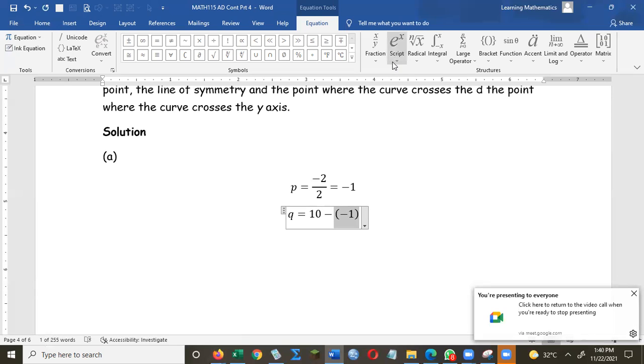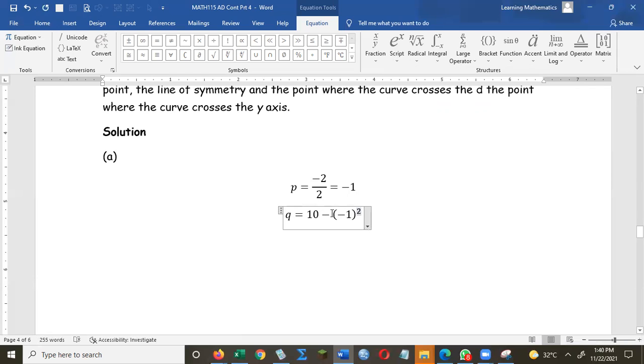Don't make those negative signs confuse you. That's why you have to use brackets. P is minus 1. To find q, there's a minus sign already, minus p squared. So it's 10 minus, what did we get for p squared? 1. So 9. Q is equal to 9.